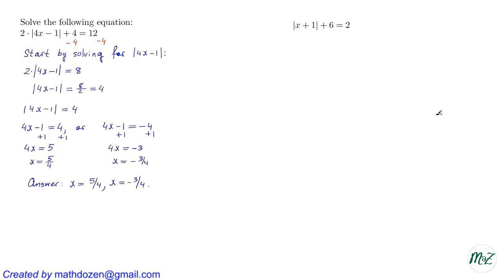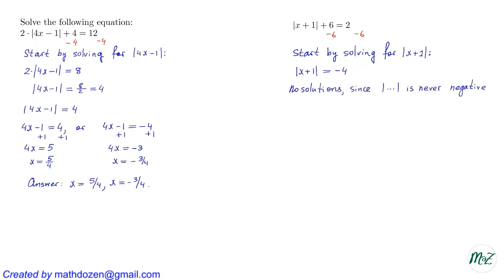So we're going to deal with the second equation in a similar way. So start by solving for the absolute value of x plus 1 by subtracting 6 from both sides. So we end up with absolute value of x plus 1 being equal to negative 4. And this asks for absolute value of some number to be equal to a negative. And that's impossible because absolute value of any number is always a positive number or maybe 0. So it's never going to be a negative number, and the answer to that equation will be there are no solutions.